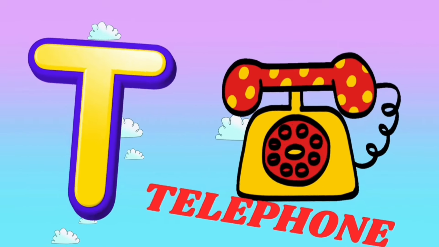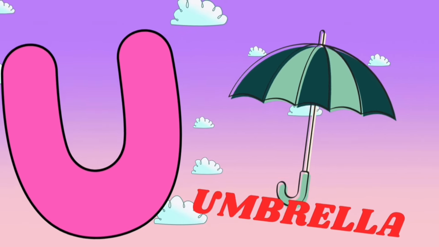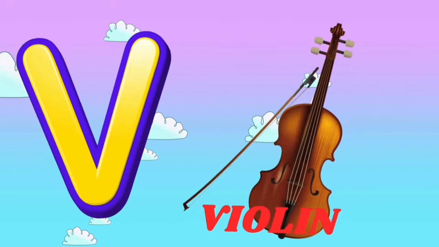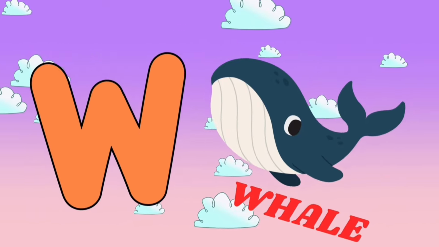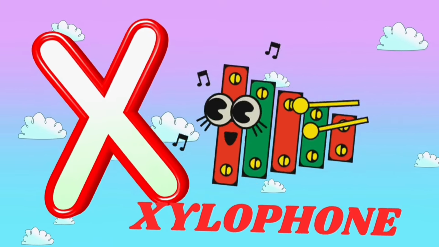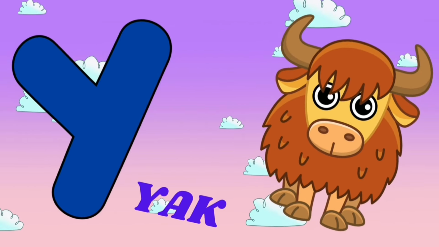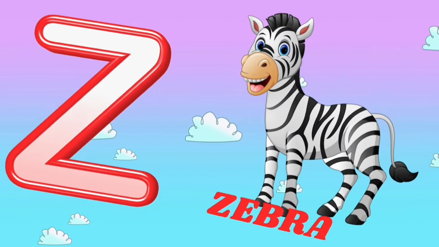T is for telephone. U is for umbrella. V is for violin. W is for whale. X is for xylophone. Y is for yak. Z is for zebra.